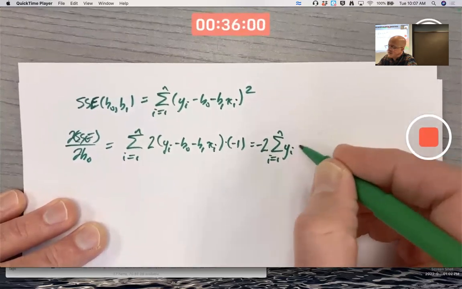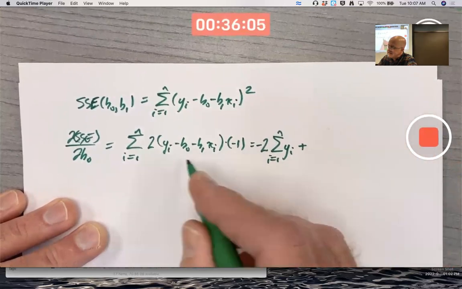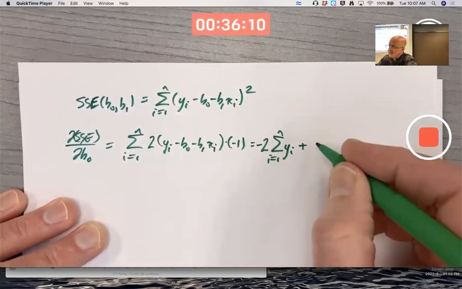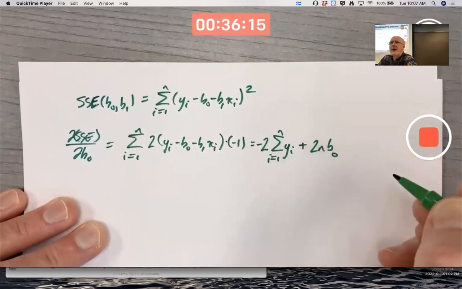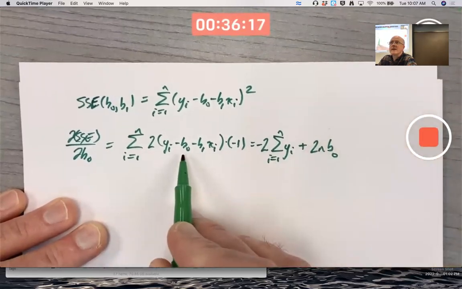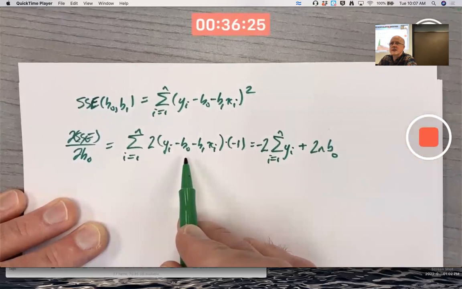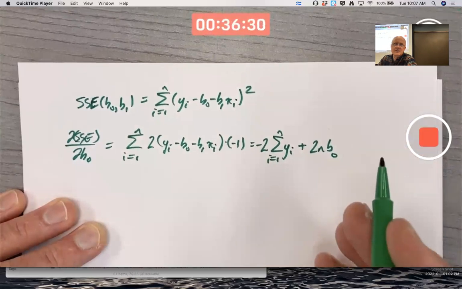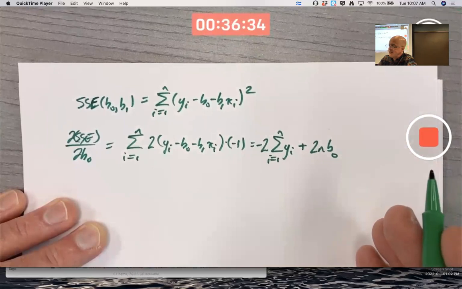And then with the next one, I'd have a 2 out in front. And the B0 is actually a constant with respect to the summation. I'm really going to get 2n B0 with that one, because the B0 is a constant with respect to the summation, doesn't depend on i. Adding up n B0s is going to give me n times B0, and then the 2 stays there. Ultimately, when I set this equal to 0 to solve for B0 and B1, the 2 is going to cancel. So I'll leave it there for the moment.